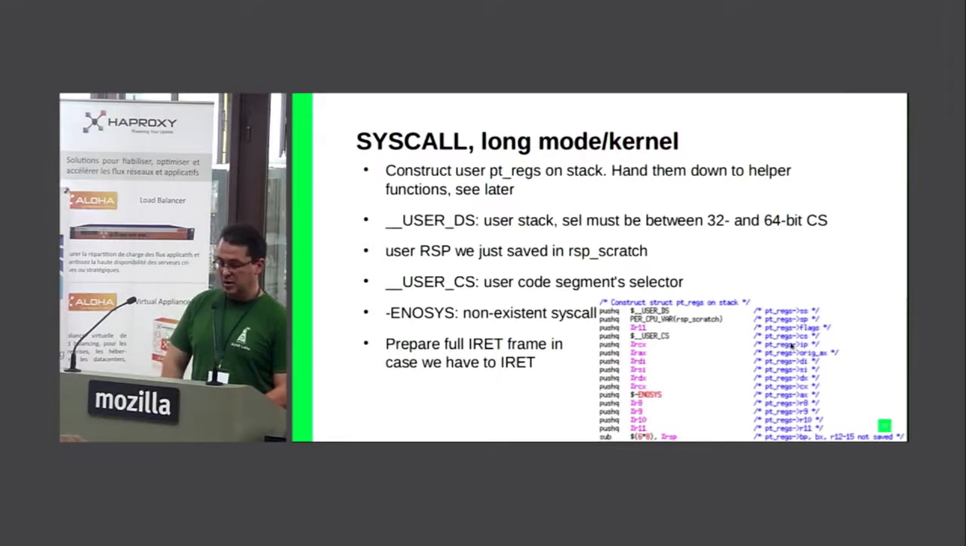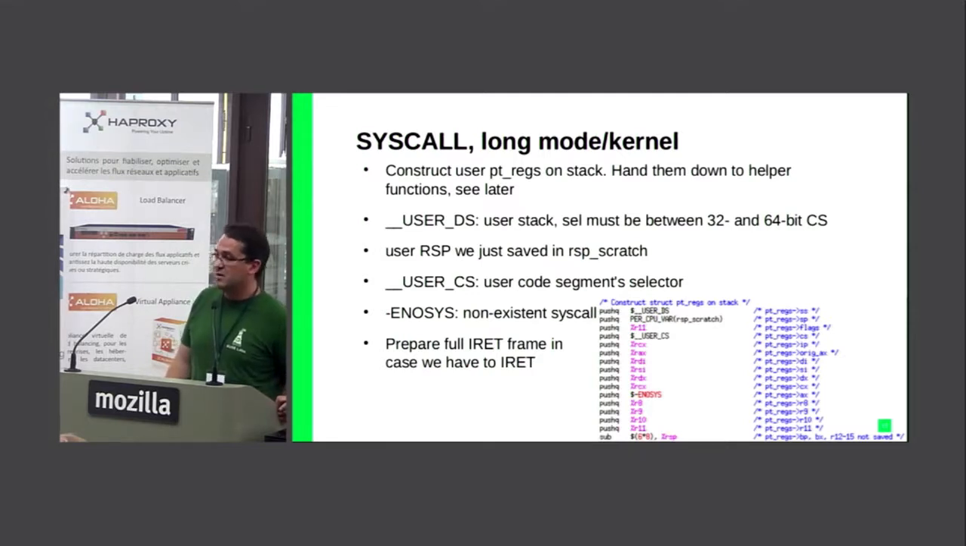And the interesting thing here is we just prepare a full IRET frame in case we have to do IRET, because syscall normally returns with sysret, but we can do some funky stuff in the syscall path and get preempted or get some thread info work. And then we're going to need the full registers. When we save the full registers, when we get rerouted somewhere else, returning with sysret is a little bit problematic and maybe not that safe. So we're just going to return with IRET.